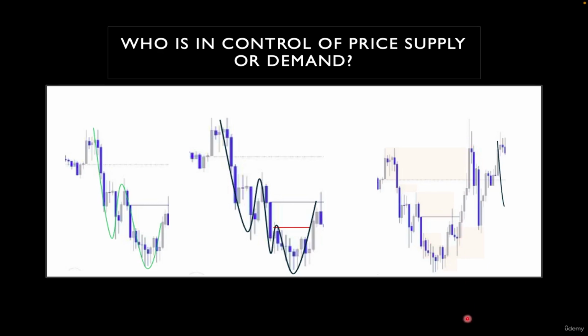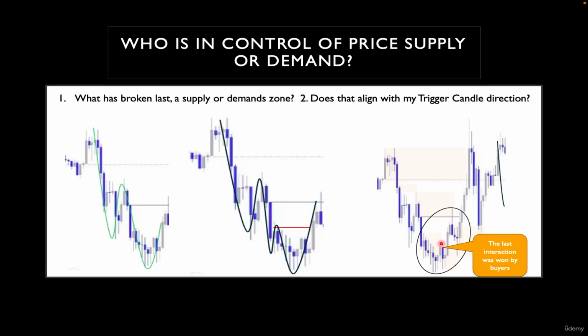So that's just one thing you need to be aware of. Remember, we're interested in the most recent price action, which is this here that I've highlighted. And that's simply because the last interaction here was won by the buyers and not the sellers. And there's a simple question we want to ask ourselves: what was broken last, a demand or a supply zone? Who's in control? And does that align with my trigger candle direction?